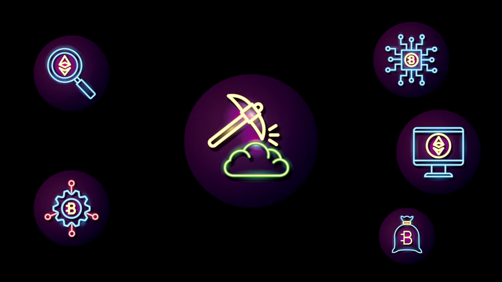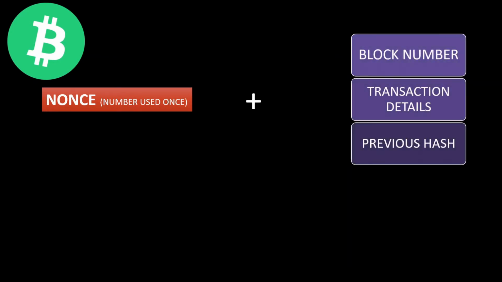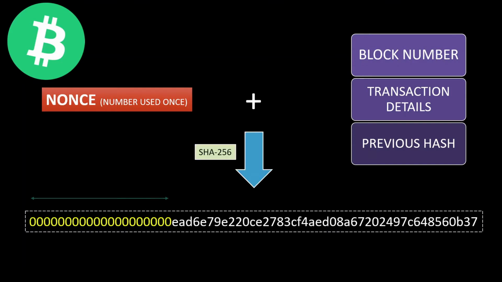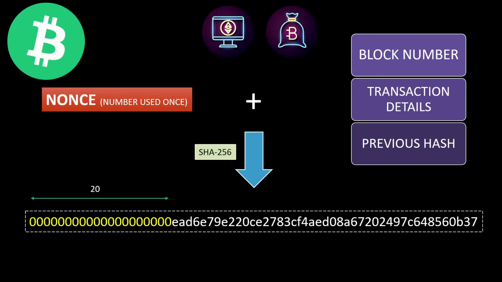For example, in case of Bitcoin, the miner needs to come up with a nonce, which when added to the block number, the transaction details, and the previous hash will generate a hash with 20 leading zeros when hashed using the SHA-256 algorithm, also called the secure hashing algorithm. The first computer to come up with this kind of hash is rewarded with newly created bitcoins and the involved transaction fees.